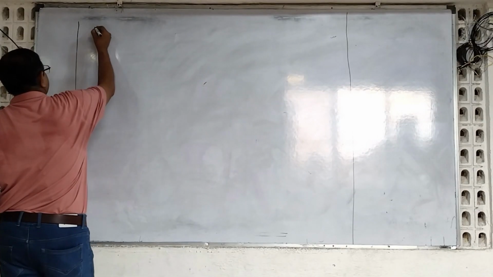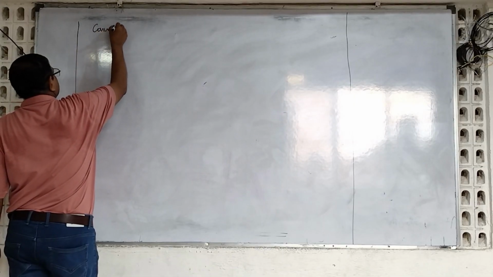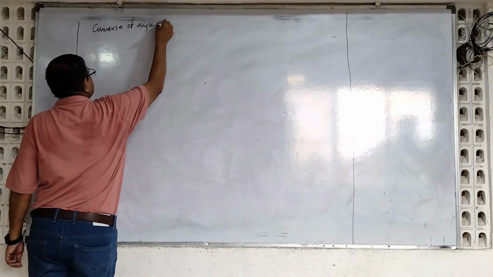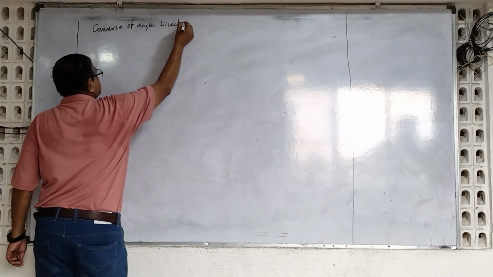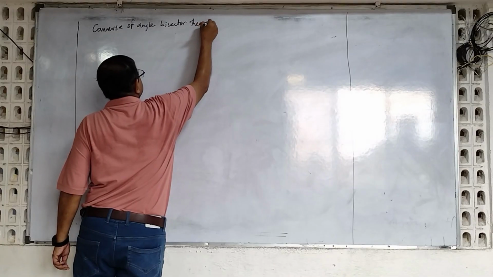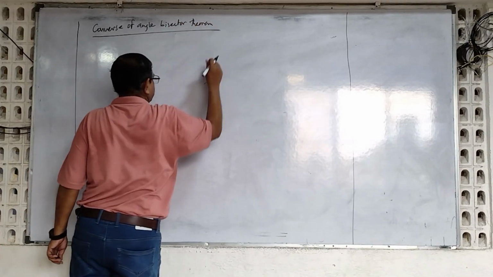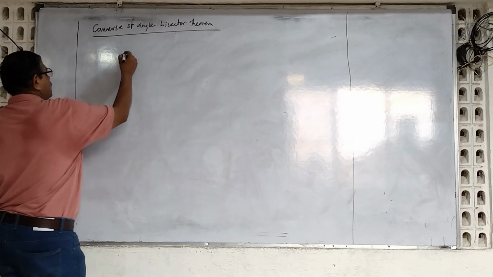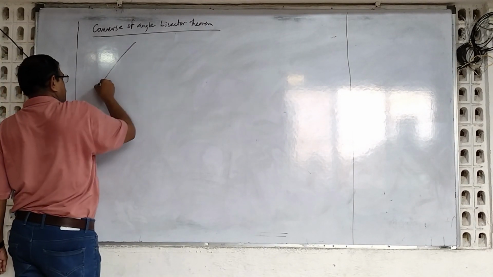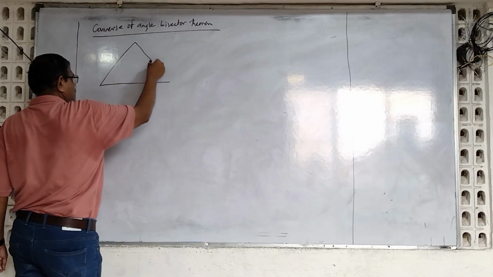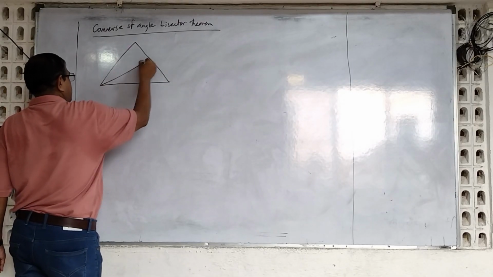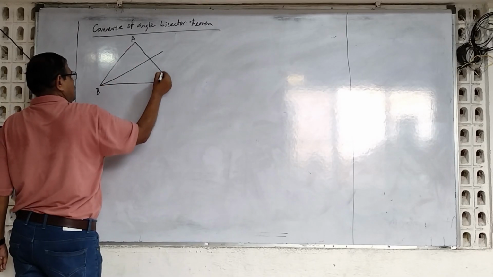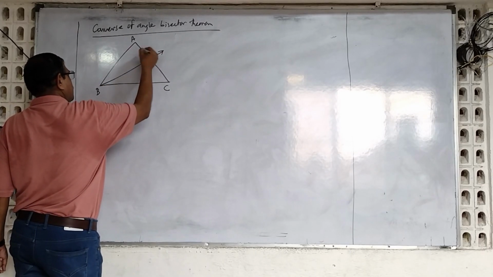Now the converse of the angle bisector theorem. Converse means exactly opposite. You learned this in 9th standard: the converse of the given statement. So here our theorem says: if it is an angle bisector, it divides in equal proportion. Here it is opposite.